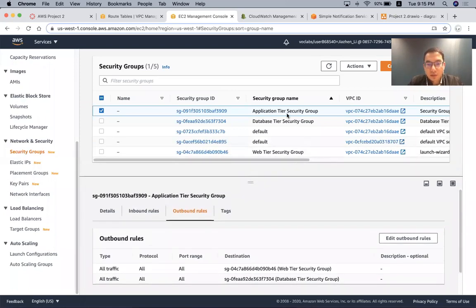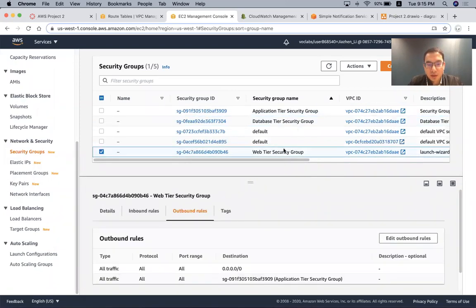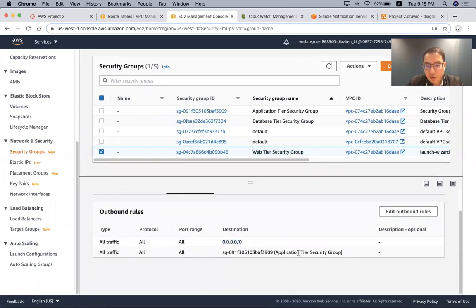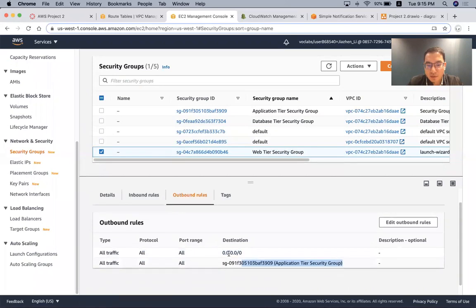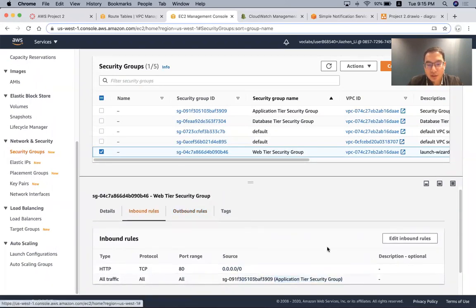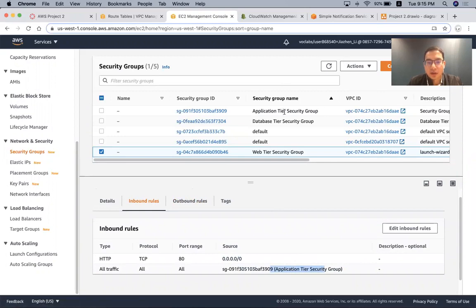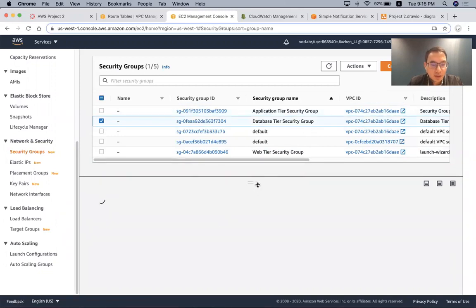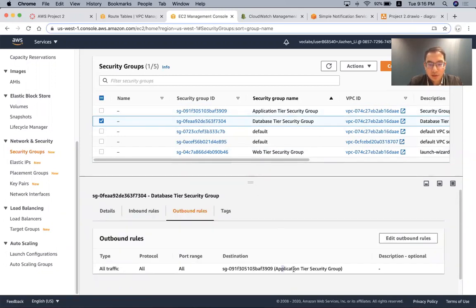In security groups, we have these 3 that I created. We're going to look starting from the web tier security group. It accepts traffic from outside of the world, and it also accepts traffic from the application tier, because it can talk to the application tier. And the application tier can talk to the web tier and database tier. We can see that the rules show that they are referencing the security groups. For the database tier, it can talk to the application tier, so it also shows here.